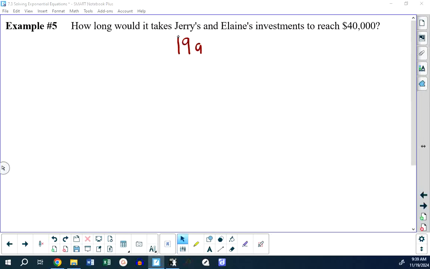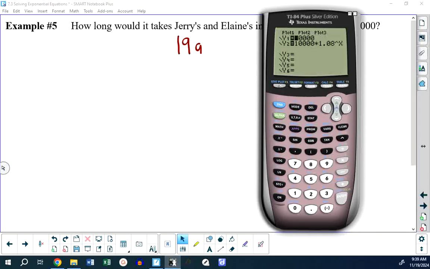And for Elaine, it's going to be less time because hers grows quicker. I would go with years. I wouldn't do the month thing. I think that looks okay.